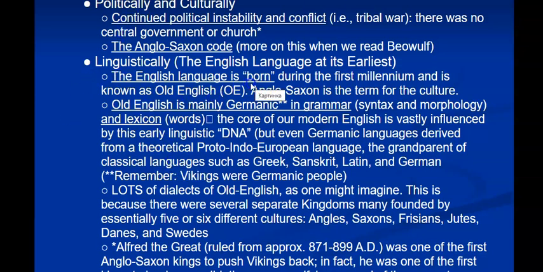The English language is born during the first millennium and is known as Old English. Anglo-Saxon is a term for the culture. Old English is very Germanic in grammar, syntax, morphology, and lexicon. The core words of modern English are vastly influenced by this early linguistic DNA. But even the Germanic languages derived from a theoretical Proto-Indo-European language, the grandparent of classical languages such as Greek, Sanskrit, Latin, and German.